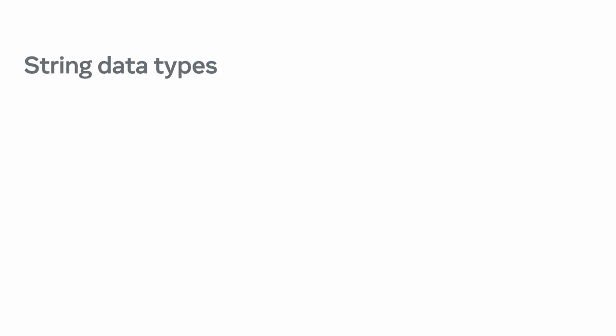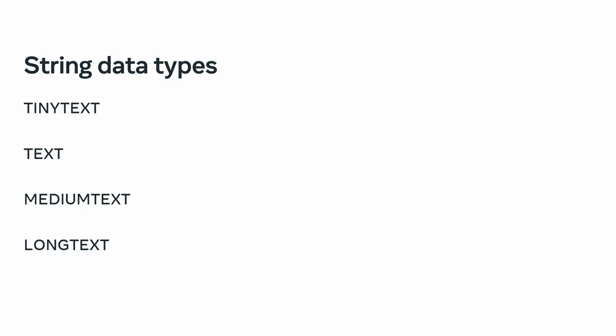Finally, let's briefly explore some more commonly used examples of string data types. Tiny text is used to define columns that require less than 255 characters, like short paragraphs. Text is used to define columns of less than 65,000 characters, like an article. Medium text defines columns of 16.7 million characters, for example, the text of a book. And the long text data type stores up to 4 gigabytes of text data.